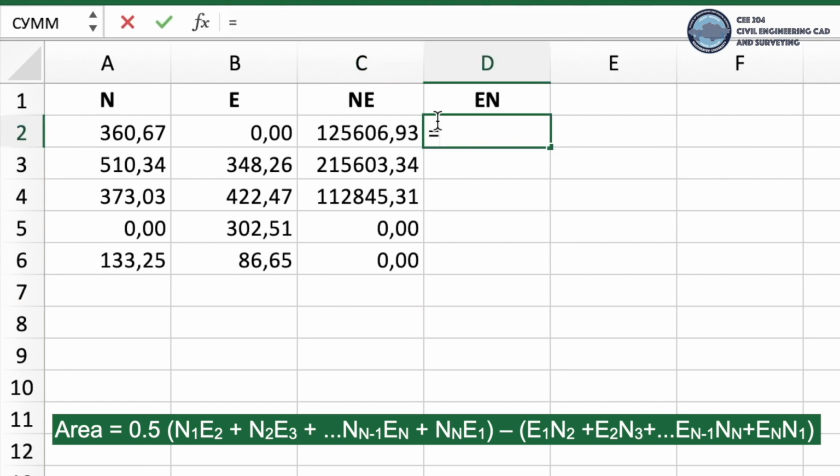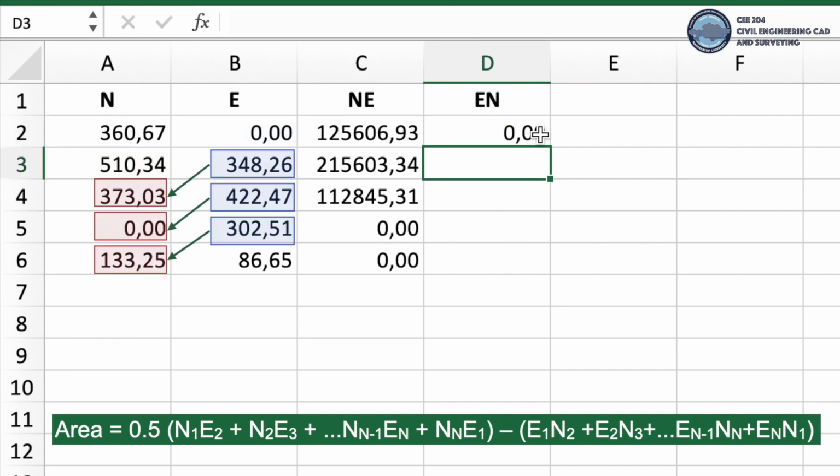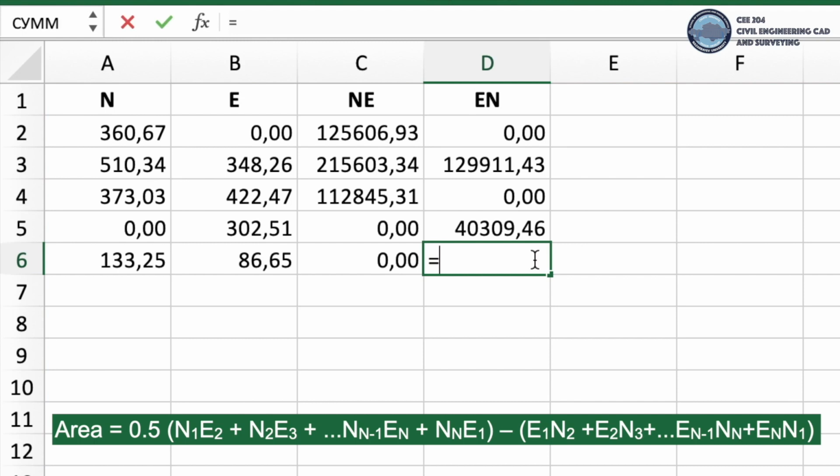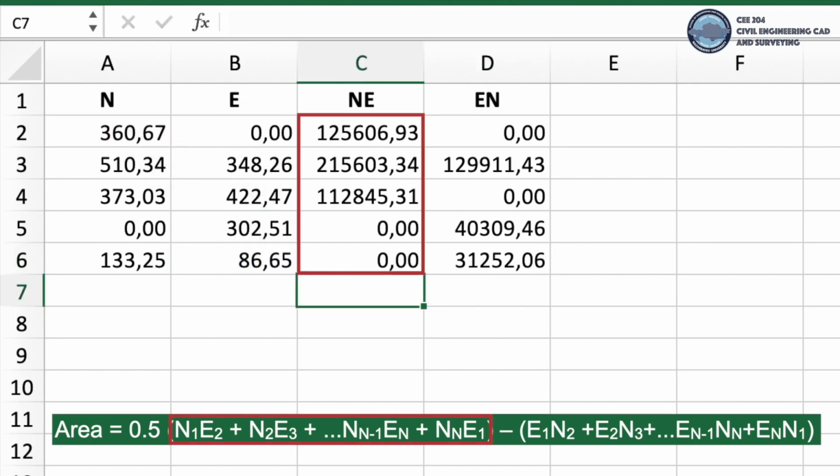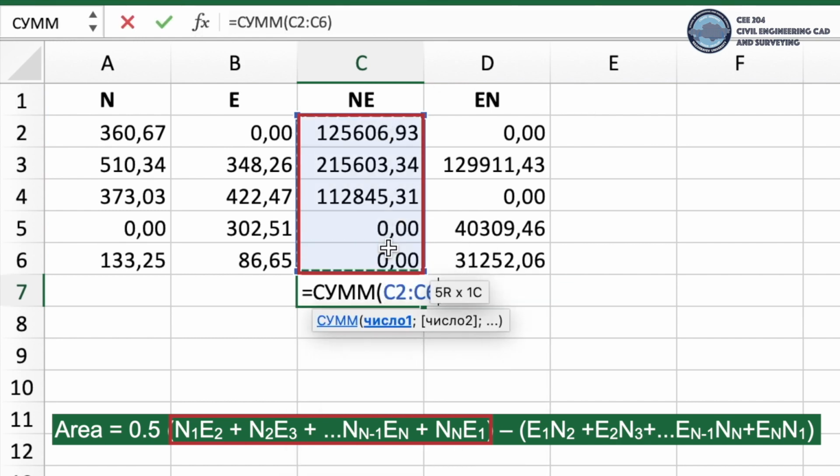So we multiply the first east coordinate by the second north coordinate. Then we will proceed with diagonal multiplication till the last east coordinate, and the last one will be multiplied by the first north coordinate. Now we sum up the north-east column, which gives us the summation of the first bracket.